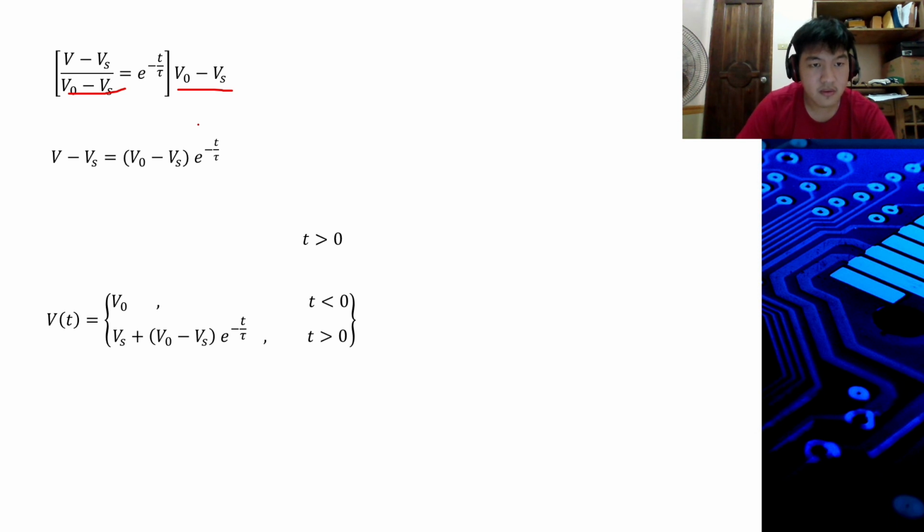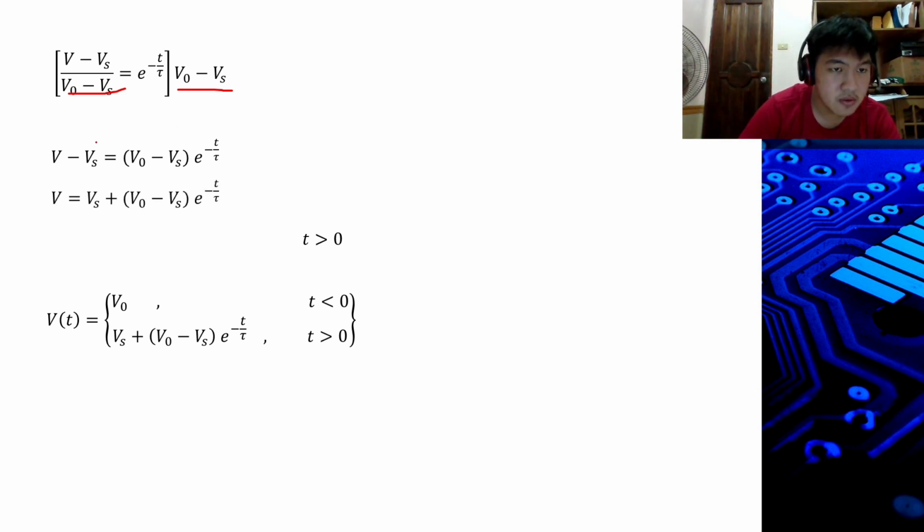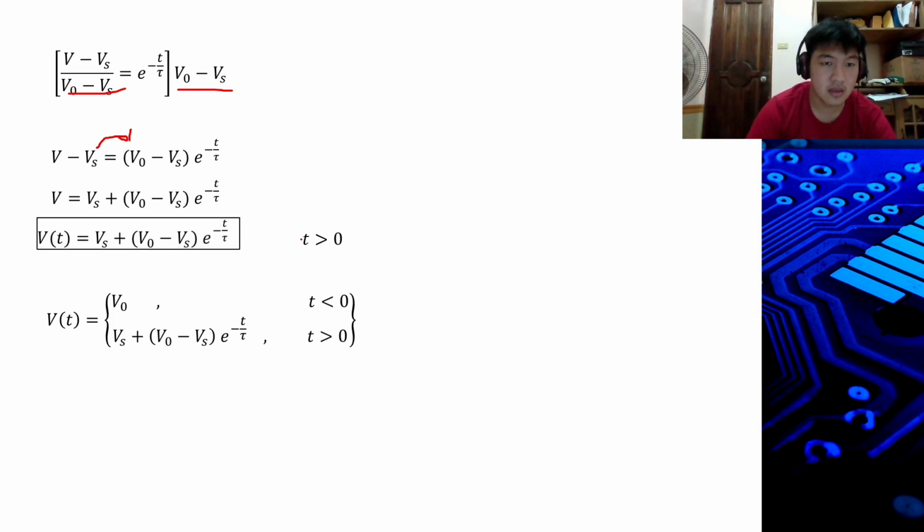V naught minus Vs times e raised to negative t over tau, which is kung atong i-transpose ning Vs, V is equal to Vs plus V naught minus Vs times e raised to negative t over tau.